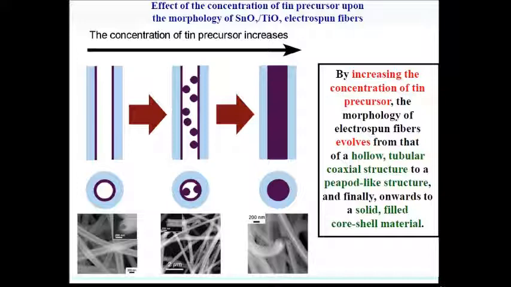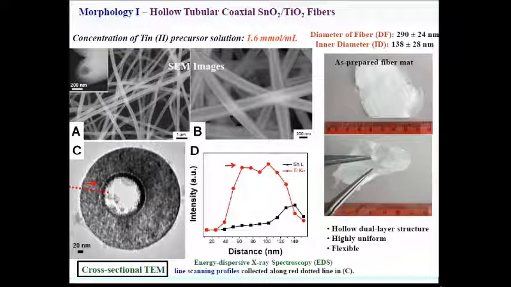What's very interesting about this is that with this tin precursor at 1.6 millimoles per mil, we have a core shell material whereby the outside corresponds to your TiO2 and the inside corresponds to tin oxide. You can see from the EELS plot that there is more titanium on the outside of the structure and tin on the inside. The diameter of the entire fiber is about 300 nanometers. The inner diameter is about 138 nanometers.